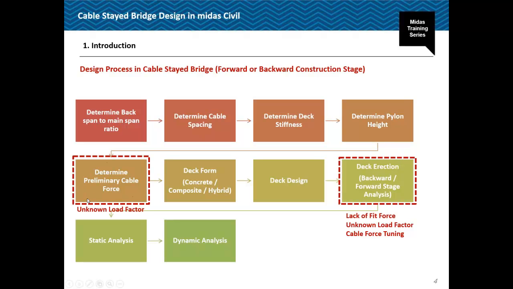And for this, there are many methods that are practically used. And using MIDAS civil, we can use unknown load factor. And after finalizing the deck form and the deck design, finally, in order to find the jacking force of the cable, we can perform backward analysis or forward analysis. And as you know, MIDAS civil supports both methods. And how do we determine this cable jacking force? MIDAS civil provides these two main functions, lack of fit force and unknown load factor.